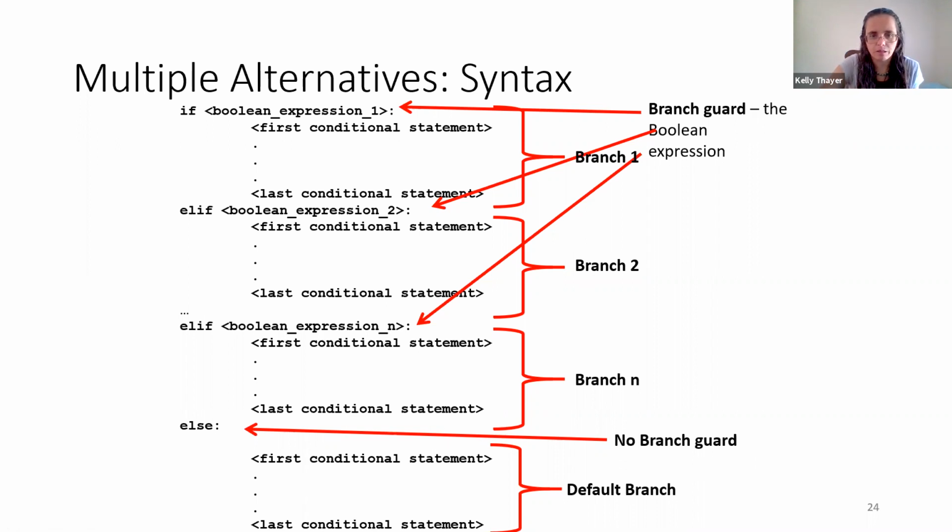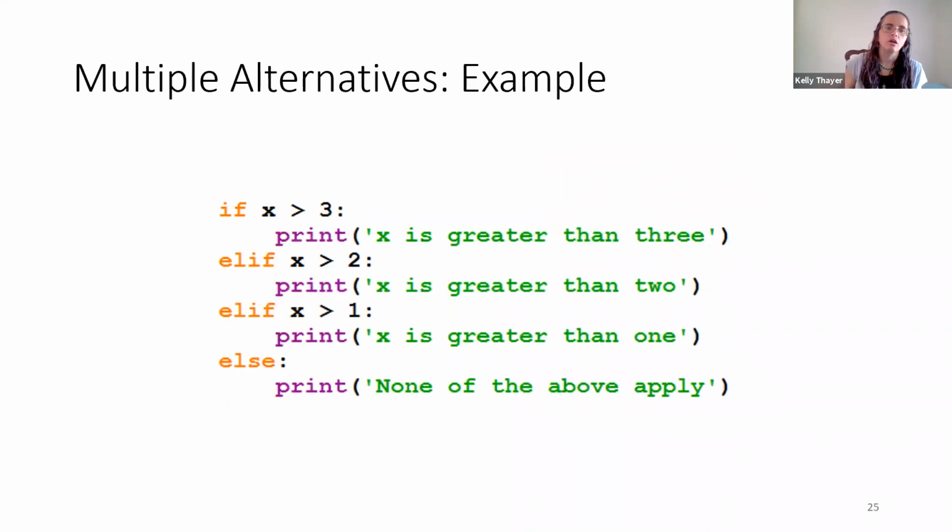So there would not be a possibility that no branches would execute, whereas with the chain conditionals, at most one branch will be executed, but it could include zero things getting executed. So here is an example of what this would look like. If x is greater than 3, if x is greater than 2, if it's greater than 1, else print none of the above apply. So it's sort of like this catch-all kind of situation where you want to have some kind of a default.